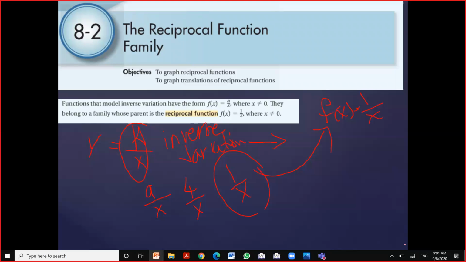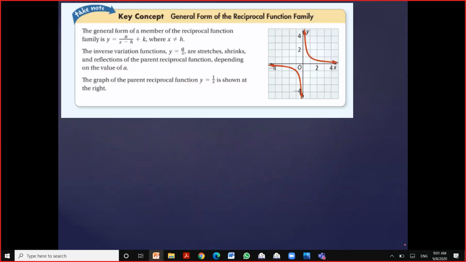So the inverse variation is a type of the reciprocal function. It can be written as 1 over x, because k over x can be written as 1 over x. So the parent of the reciprocal function, as I said, is 1 over x, and this is as shown here.